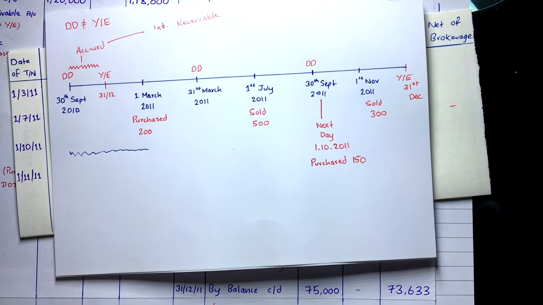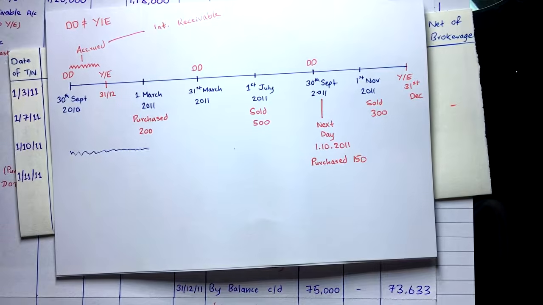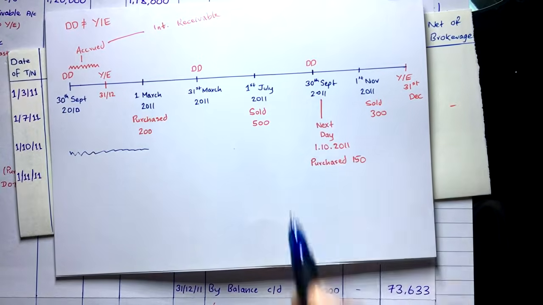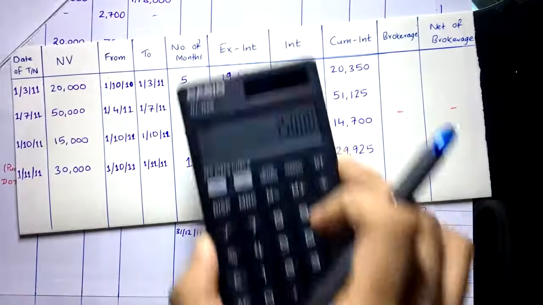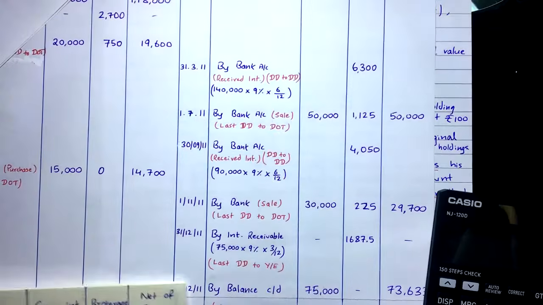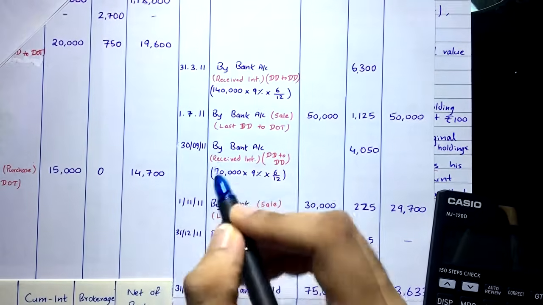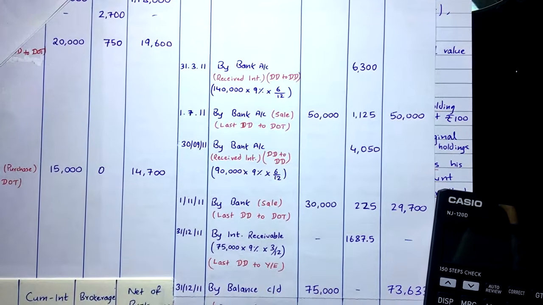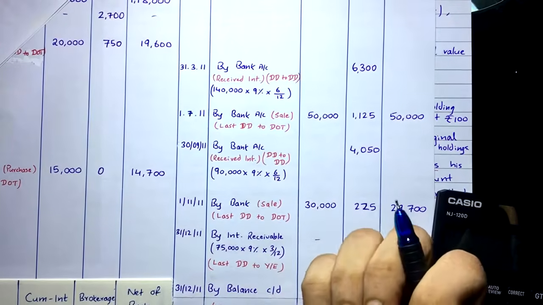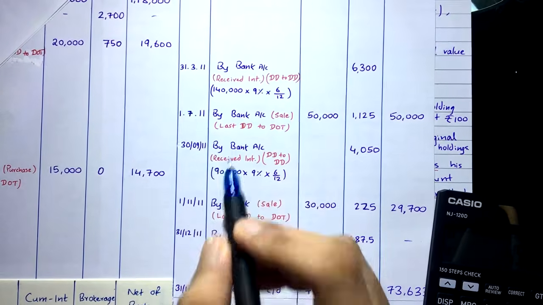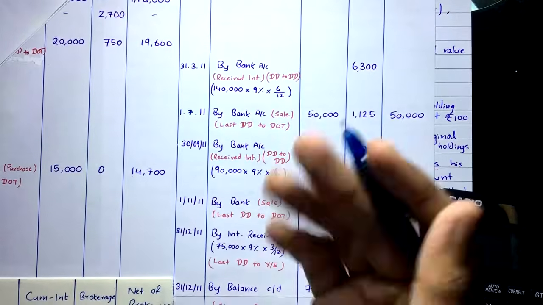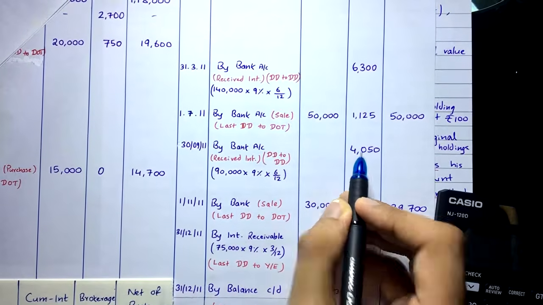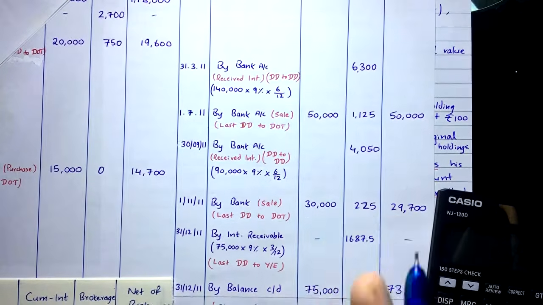Wait, before going to this transaction we have to do the due date here. The due date is coming over here, 30th September. So we have to do the due date first. So see here, 30th September 2011, what has happened? The due date has come, so we are going to receive the interest on the due date, right? So we have to make the posting of that first. So see here, by bank account we are receiving the money, we have to take that in the interest column. Income is increasing, right?